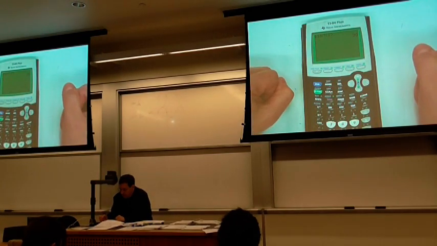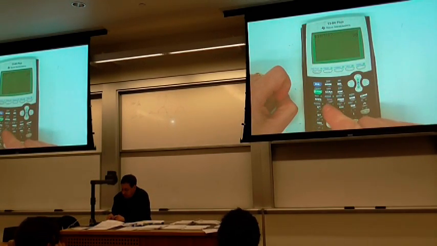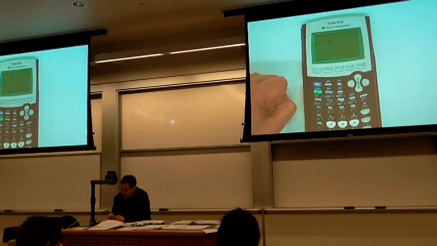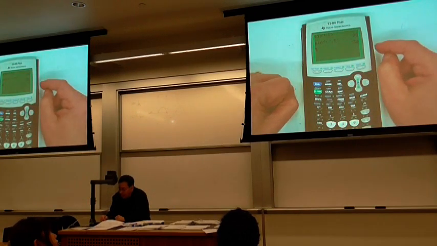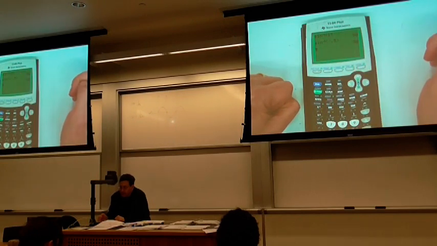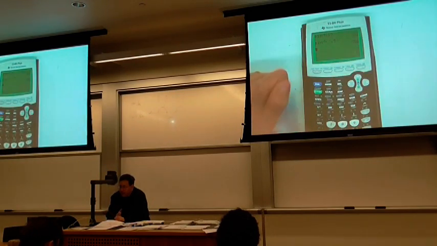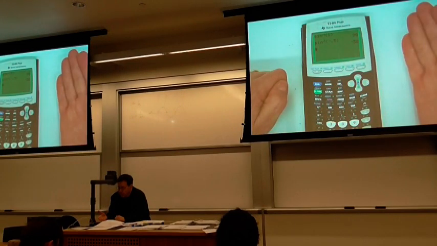That's pi over 2. If I say second sine and type minus a half, okay, that's minus 30 degrees, right? All the numbers you're going to get out of this function are going to be between minus 90 and 90, or minus pi over 2 and pi over 2.